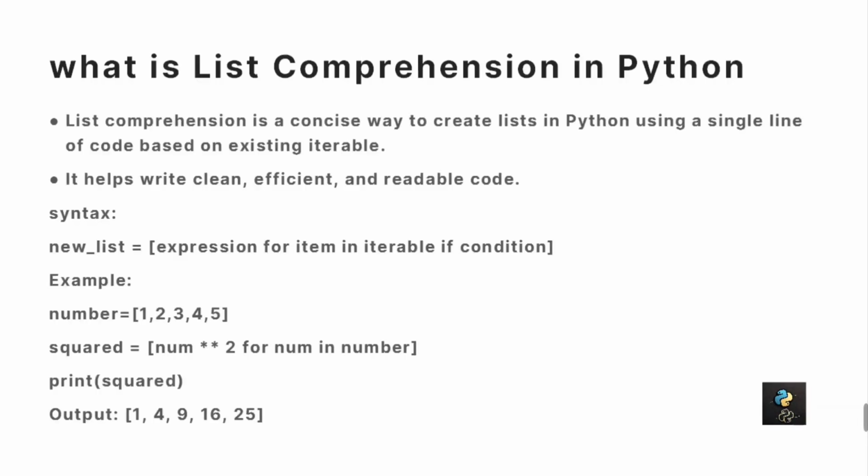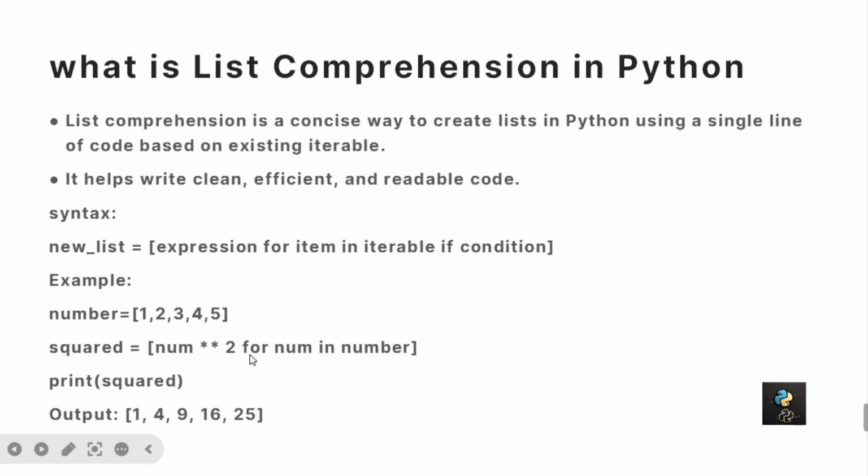Next question is, what is list comprehension in Python? List comprehension is a concise way to create a list in a single line of code based on an existing iterable. Because of this, we create the list in a more readable and efficient way. Here in this slide you can see the syntax, that is, we iterate the for loop based on the condition, and we take the iterable item as the element in the new list. For example, numbers is a list consisting of 1 2 3 4 5 as the elements.